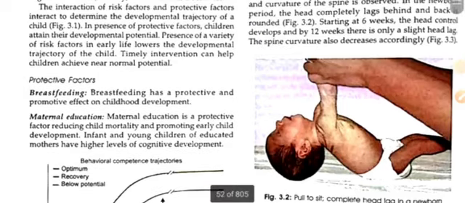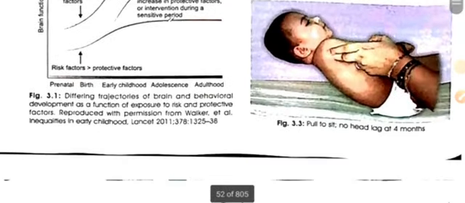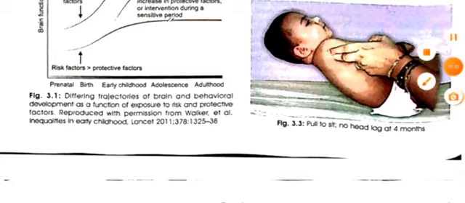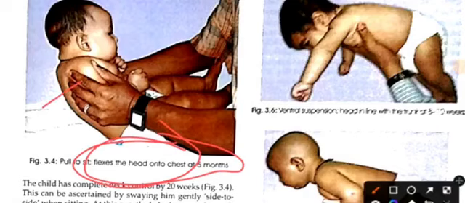In this picture, pull to sit, complete head lag in a newborn. Then in this picture, pull to sit, no head lag at 4 months. There is no head lag by the age of 4 months in an infant. Pull to sit flexes the head onto the chest at 5 months.